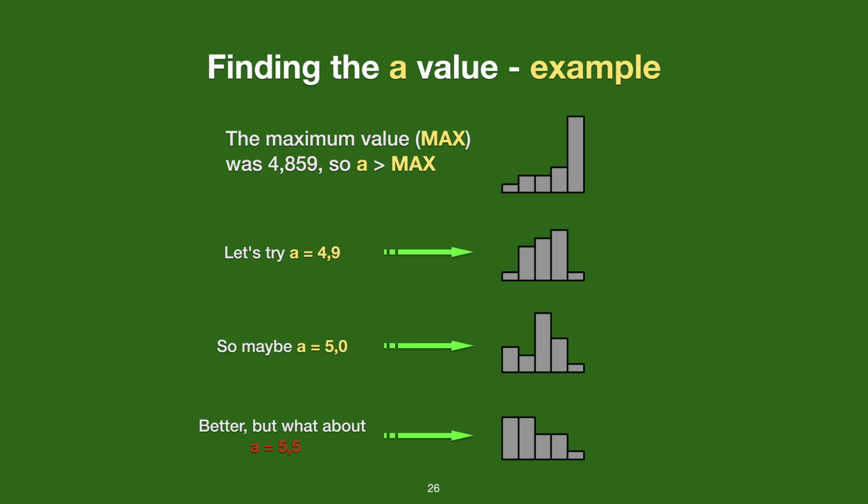Now the trial and error part begins. The maximum value of the variable is 4.859, so we know immediately that a must be greater than the maximum. The slide suggests trying a equals 4.9, then perhaps a equals 5.0, and then a equals 5.5. This is exactly the kind of empirical tuning we talked about on the previous slide. You start with values that make mathematical sense, and then you inspect what happens to the distribution. So yes, this is science, but it is science with a little bit of knob turning.